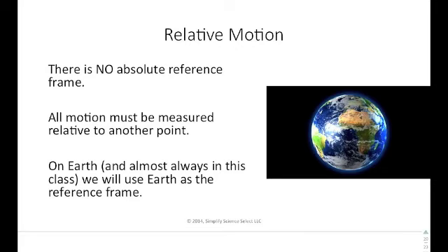Generally speaking, in this class, we're going to refer to Earth as our reference frame. In other words, if you're sitting perfectly still, I'm going to say yes, you are sitting perfectly still relative to the Earth, even though you're spinning as the Earth spins. So we have to pick a point to measure motion from, and you're always going to use the Earth as your reference point unless you hear otherwise.